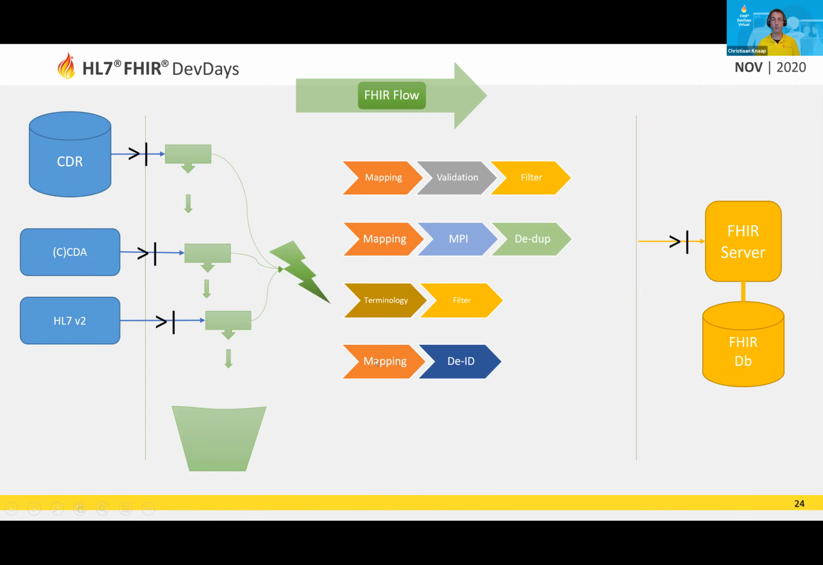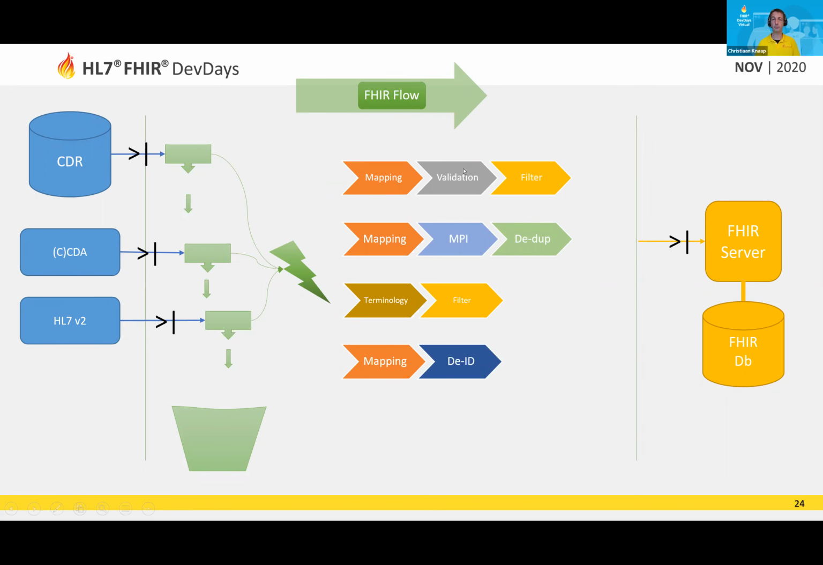For instance, you see 3 of the mapping blocks here. That's usually the first thing you'll want to do. Map the source data into FHIR resources. The sooner you do that, the easier it is to have other components work only on FHIR data and make them more reusable. An example in this image is the validation, maybe the filtering.